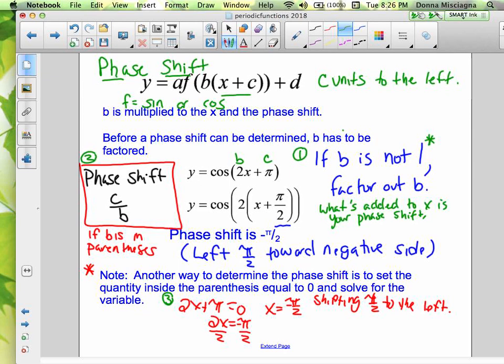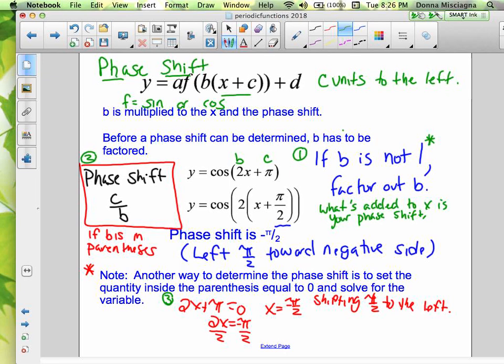But what if B is not factored out? For example, we have y equals cosine 2x plus pi. B is not factored out. It's inside the parentheses there. We have one of two choices. I like choice number one, which is if B is not 1, just factor out B. Then what's added to x is your phase shift.